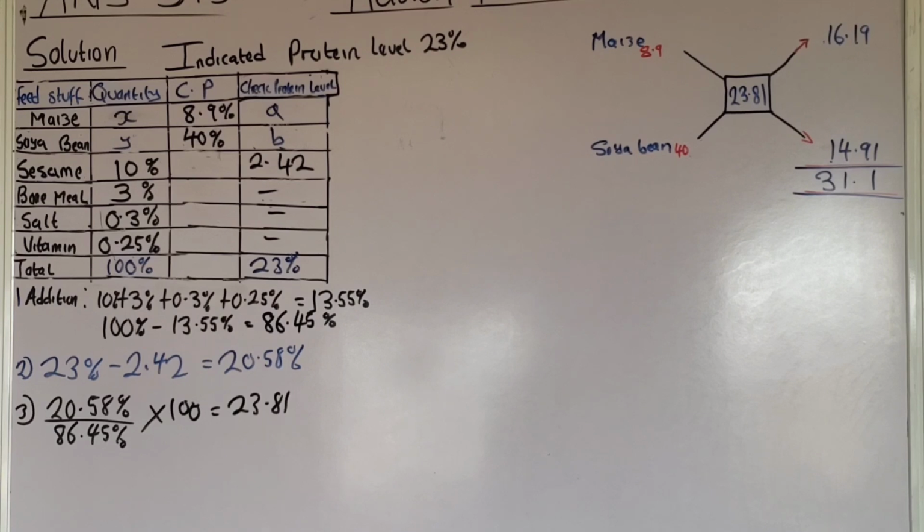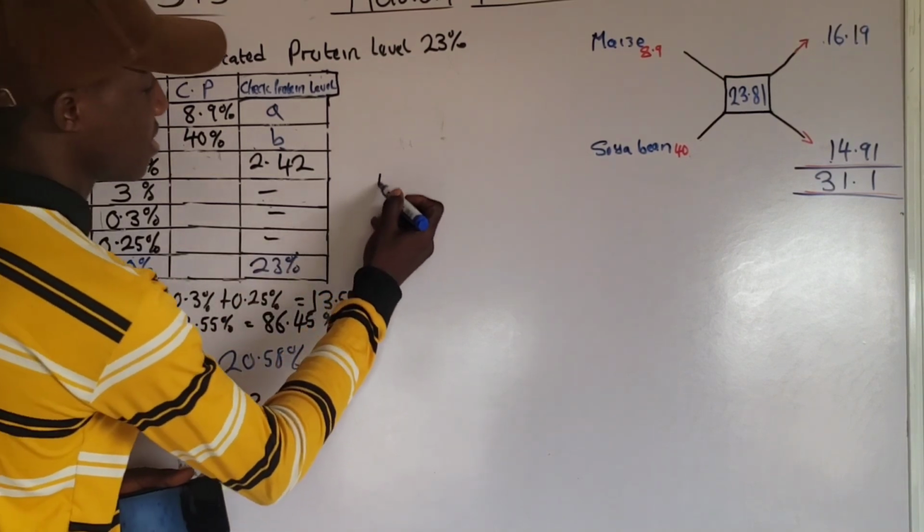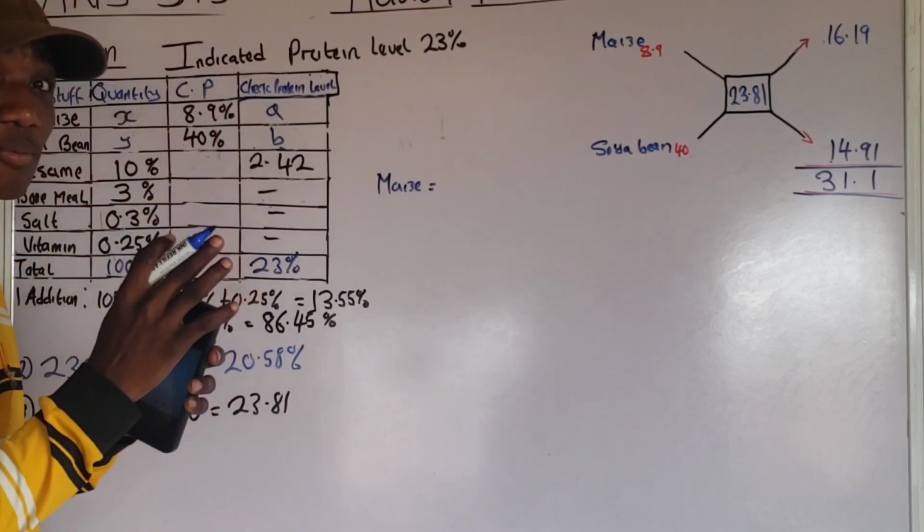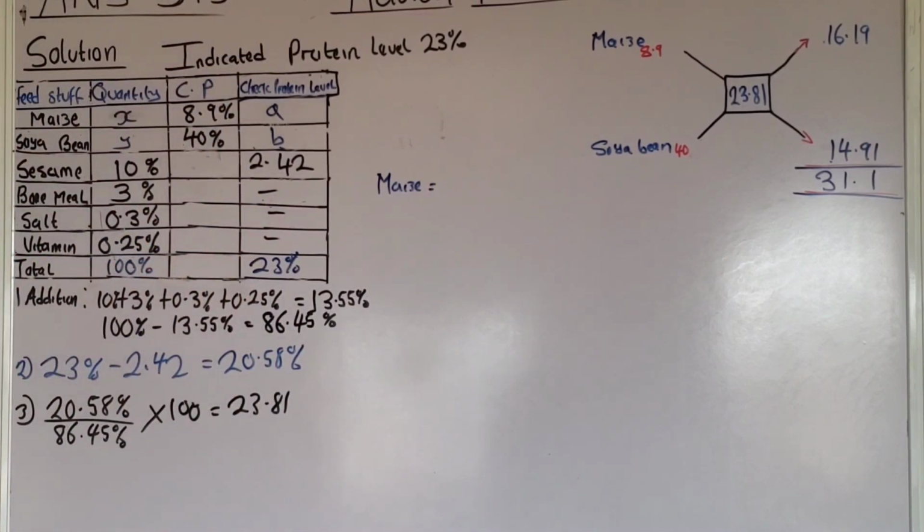Now, the next step is that we have to get the percentage for maize and soya bean in the Pearson squared. You understand? To get the percentage of maize and soya bean in the Pearson squared, let's first calculate for maize. The percentage for maize alone now, please listen to the explanation.